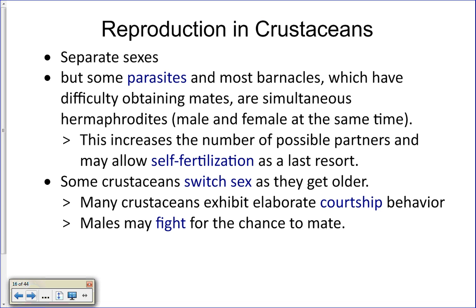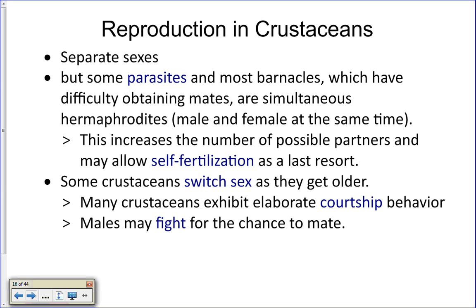For reproduction, you're going to have separate sexes, so male and female. But you do have some types of parasitic crustaceans, and also barnacles, which will have a hard time finding a mate, so they will be simultaneous hermaphrodites, meaning they're male and female at the same time. That basically increases the number of possible partners they can reproduce with, and if necessary, they can actually do self-fertilization as a very, very last resort. So if they have to reproduce and they can't find a mate, then they can use self-fertilization.